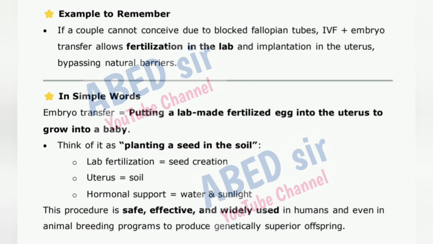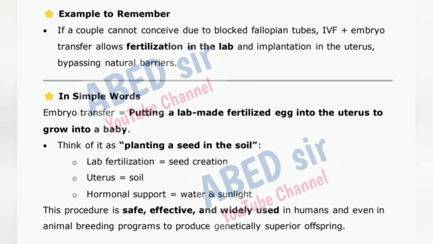Example to remember. If a couple cannot conceive due to blocked fallopian tubes, IVF plus embryo transfer allows fertilization in the lab and implantation in the uterus, bypassing natural barriers. In simple words, embryo transfer is putting a lab-made fertilized egg into the uterus to grow into a baby. Think of it as planting a seed in the soil.